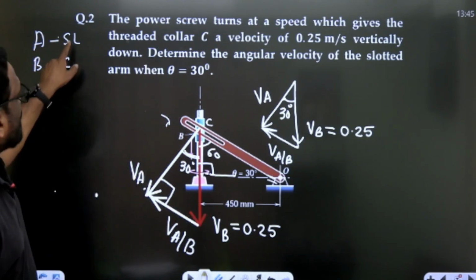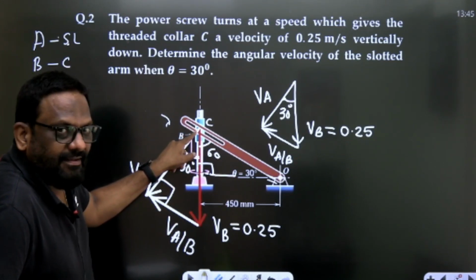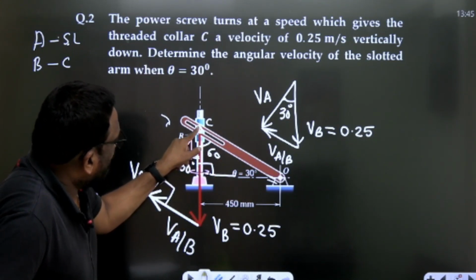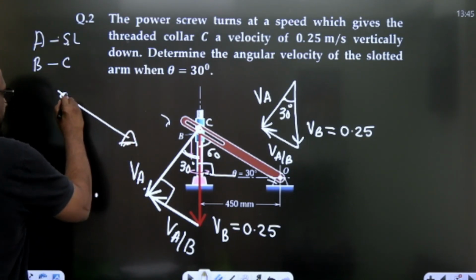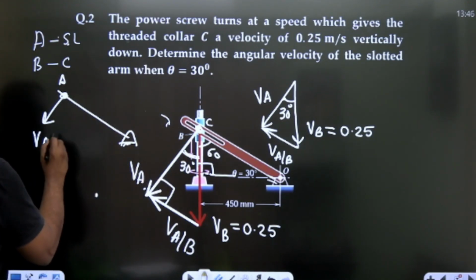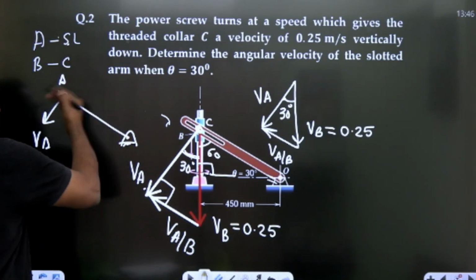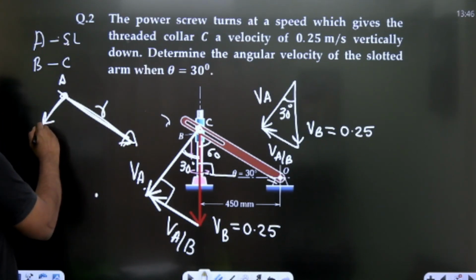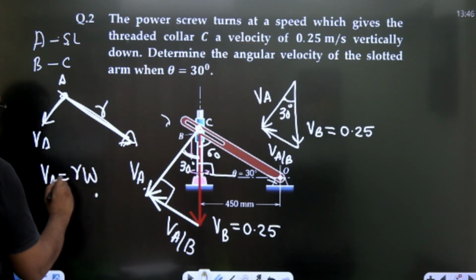Where is A? It is on the slotted lever. If I find the velocity of A, which is on the slotted lever, I can easily find the angular velocity omega of this lever. How? V is equal to R omega. This point is rotating, so I will calculate this length, and if the velocity is known, VA is equal to R omega, and you will get omega as V by R.